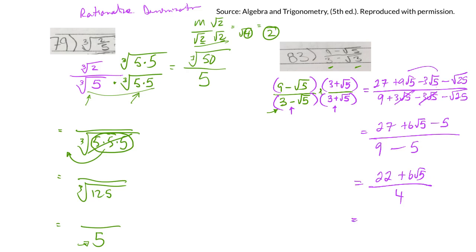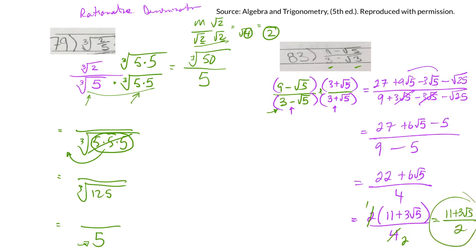the top, I could factor out a 2, leaving me with 11 plus 3 root 5 over 4, and then 2 will go into 4 twice, and 2 will go into this once. So I'd wind up with, in the end, 11 plus 3 root 5 all over 2. Okay, hopefully that helps you with those two rationalizing the denominator questions.